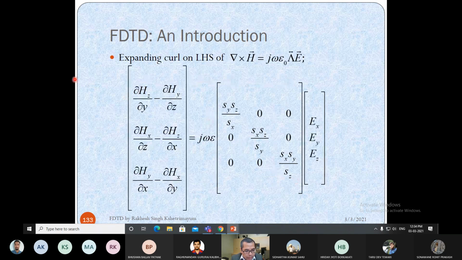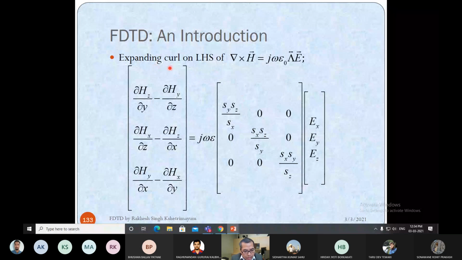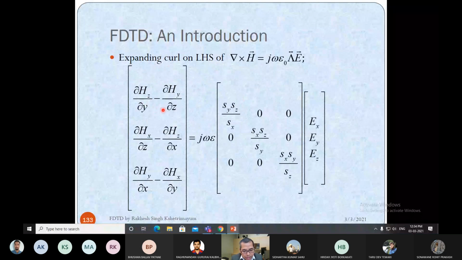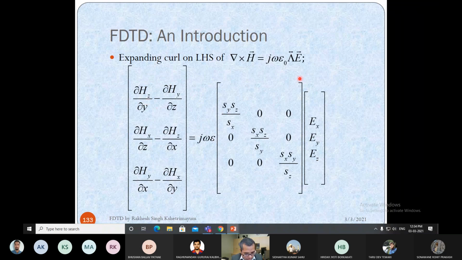So let us try to expand the curl on the left-hand side. We have curl of H is equal to j omega epsilon 0 lambda E. You can expand the curl, which will have three components. On the right-hand side, you also have three components of the electric field, Ex, Ey, Ez, and this is the lambda matrix, with j omega epsilon 0 or epsilon, it doesn't matter. The left-hand side you can also expand into x, y, and z components. So this is the equation we have: the simple curl on one side, and on the right-hand side the matrix lambda.